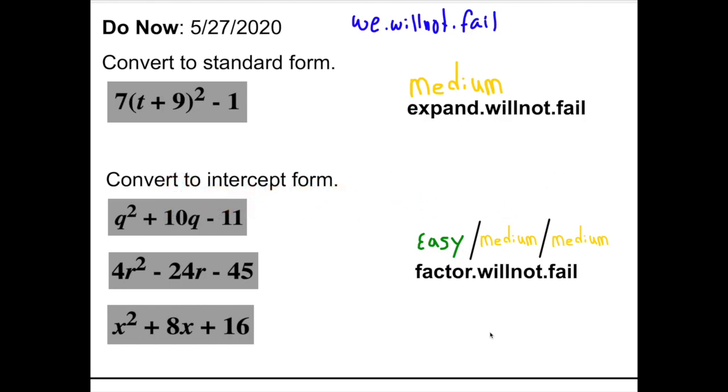Before I go ahead and start solving this out, please remember that I am trying to provide a lot of extra practice for you guys because this is definitely difficult stuff. Please feel free to check out expand.willnot.fail for similar kinds of these problems. This one, though it says medium, I think may actually have been more of a hard problem. For converting to intercept form, I chose an easy and two medium problems, as you can see here, and you can get more problems like this at factor.willnot.fail. The more practice you get, the better.